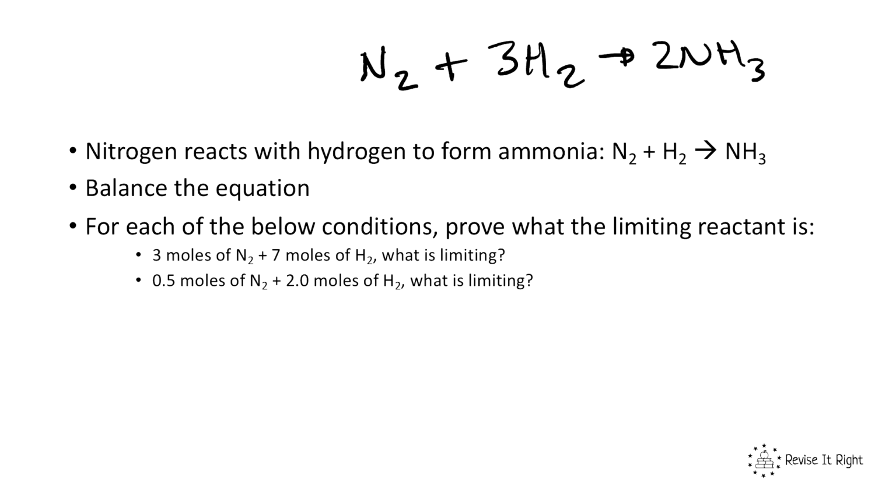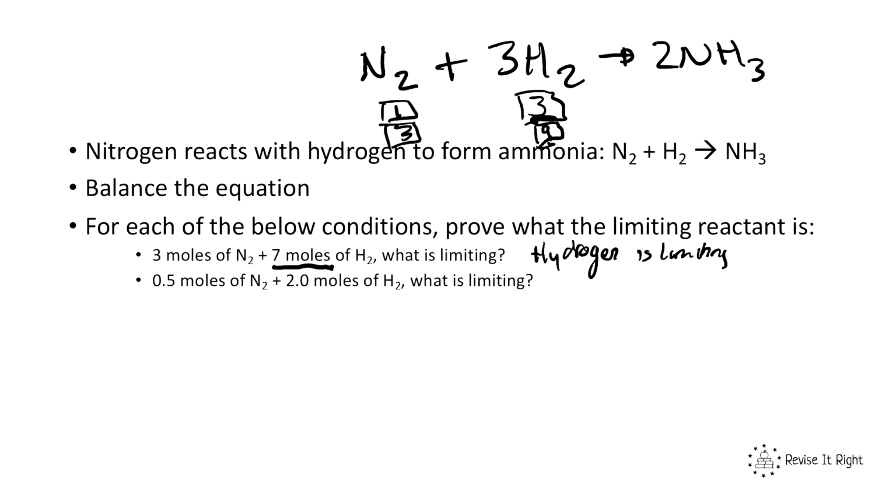And then in this example, 3 moles of nitrogen and 7 moles of hydrogen. Well, again, we know that we need 1 mole of nitrogen per 3 moles of hydrogen. So that's 3 times the amount of hydrogen as we need nitrogen. So if we have 3 moles of nitrogen, we need 3 times as much hydrogen as that. So we need 9 moles of hydrogen. But in this example, we only have 7. Therefore, in this one, hydrogen is limiting, because we need 9 moles of it to react with 3 moles of nitrogen, and we only have 7.